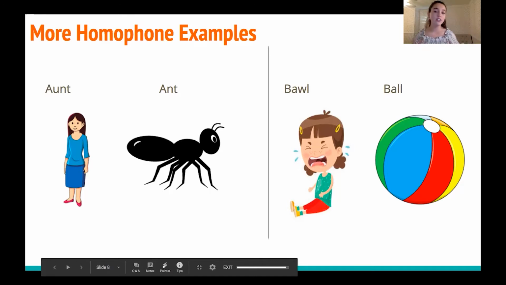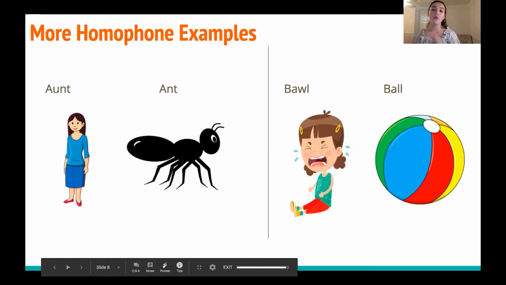So an aunt is a woman who is maybe a sibling of one of your parents, or maybe they are married to one of your parents' siblings. That is an aunt. And then on the right, we have an ant, and obviously that is a bug. That is not a human, that is a living thing, but it is a bug.